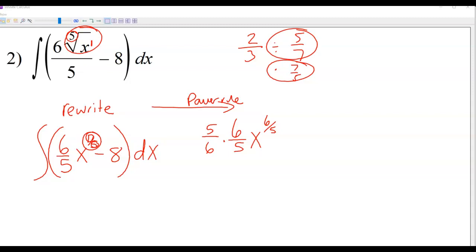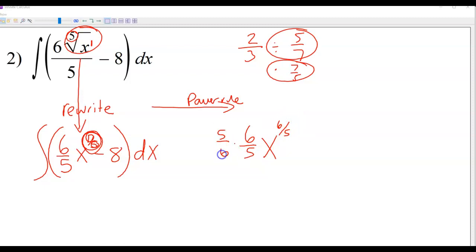Okay, so I'm going to review all that. That's a lot that I just said. So let's start over, and then we'll move on. Step 1 is to rewrite the radical as a fraction power of 1/5. Step 2 is to add 1 to the power, which is top plus bottom, over the original bottom. Keep the coefficient. Instead of dividing by the power, we multiply by its reciprocal.